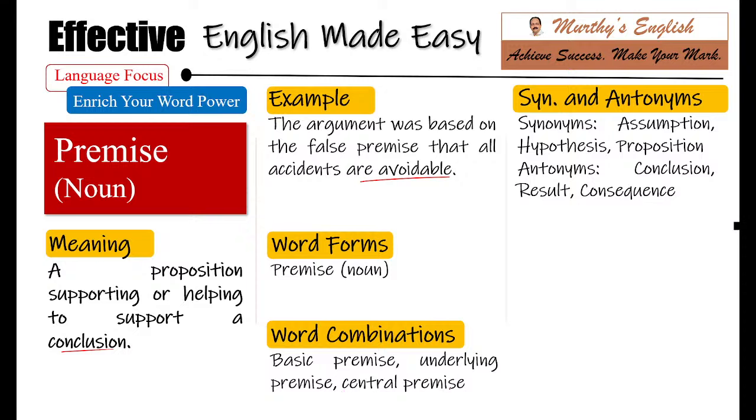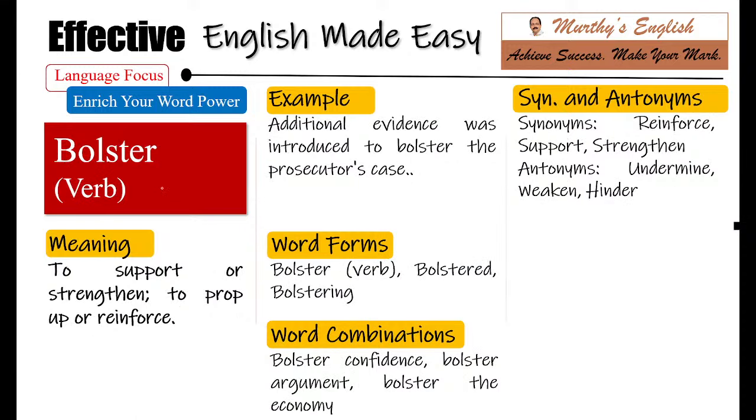Word combinations, basic premise, underlying premise, central premise. These combinations are very important. Synonyms, assumption, hypothesis, proposition. Yes, Pavi, theory also you can say. Antonyms, conclusion, result, consequence. Bolster, an important word we have got a few times. Part of speech, verb, it's a regular verb, meaning to support or strengthen, to prop up or reinforce. Reinforce, strengthen, one and the same.